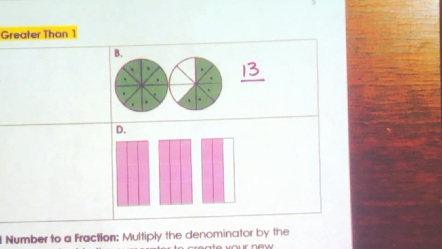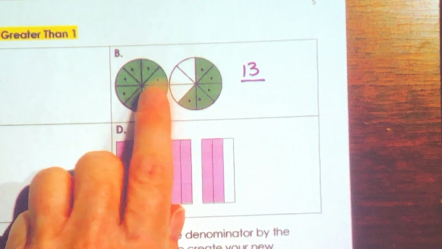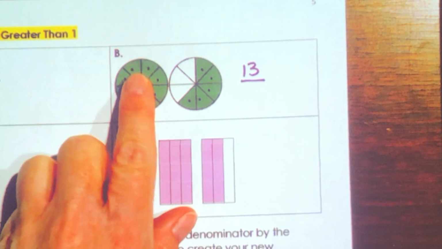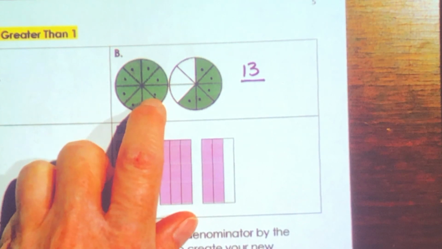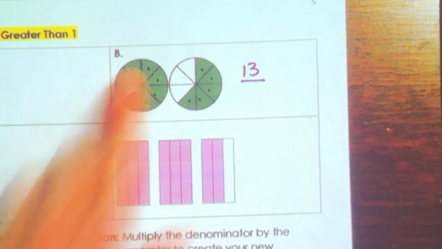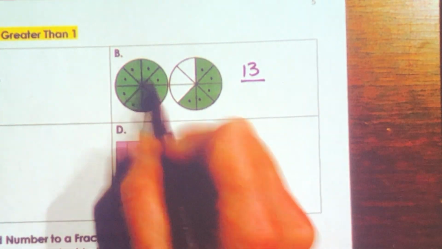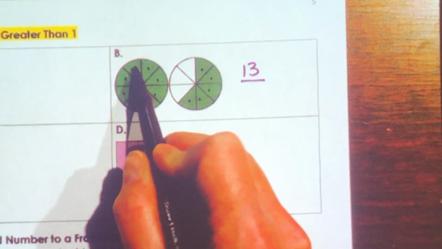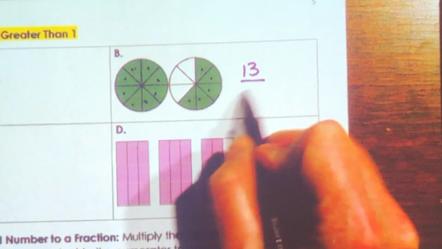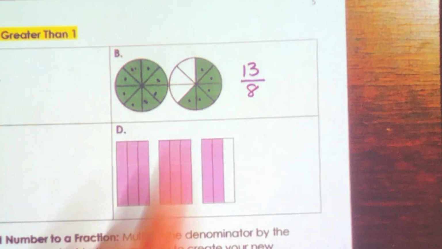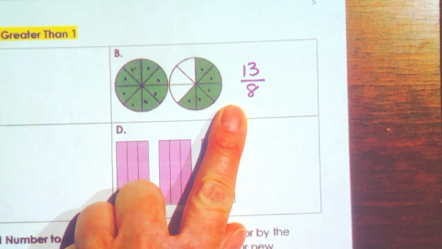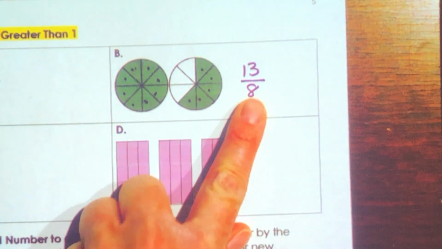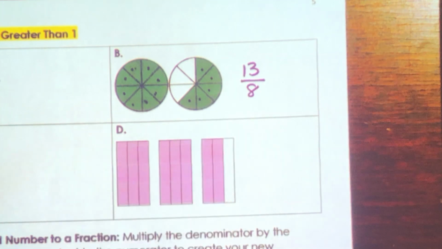My denominator is how many pieces the whole is broken up into. So I have 2 circles here. One of those represents one whole circle. So the denominator is how many pieces one whole circle is broken up into. And each circle is broken up into 1, 2, 3, 4, 5, 6, 7, 8 pieces. So 13/8 would be a way to represent this. And 13/8 is an example of a fraction that is greater than 1.